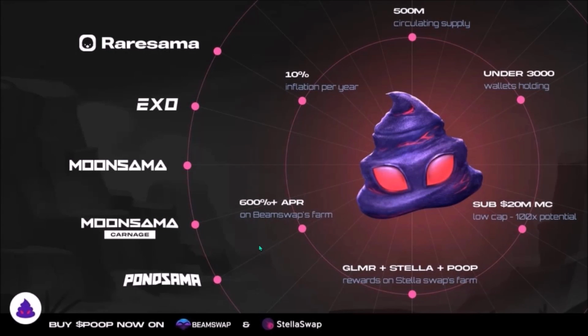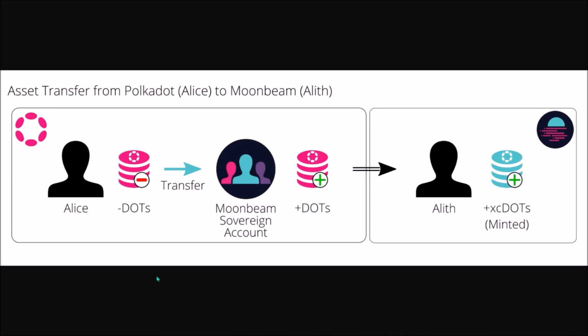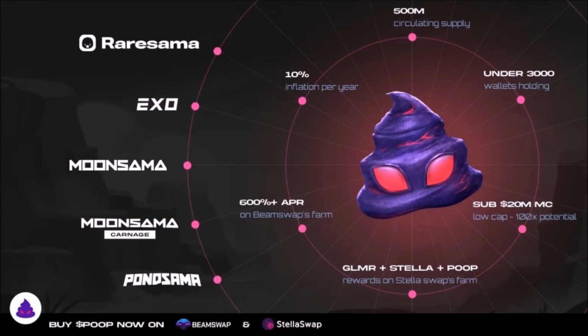In this video I'll focus on Poop token again, but this time on its XC20 feature and also on Moonbeam's XC20 tokens in general. I'll explain what the benefits of a cross-chain token standard are, what it means for Poop, and how Polkadot's architecture and XCM format make a cross-chain token standard possible. I'm reminding you of my previous video on Poop in the top right, where I cover its current and potential future utility.